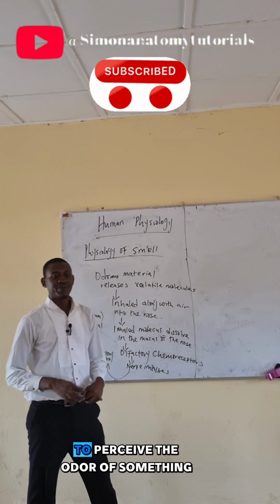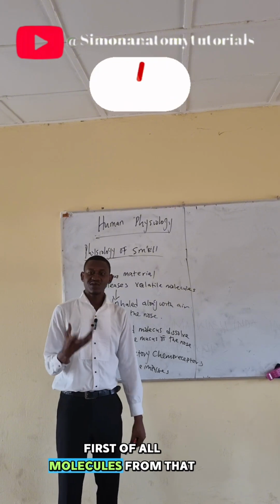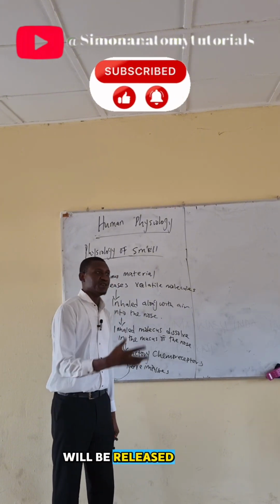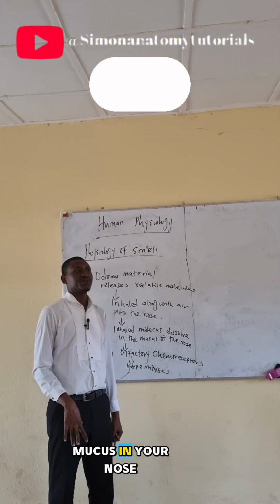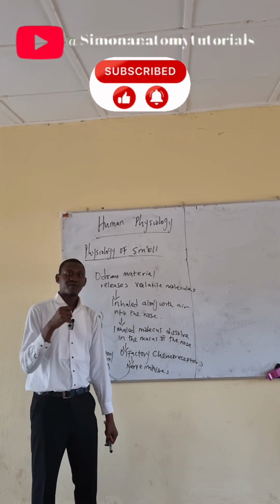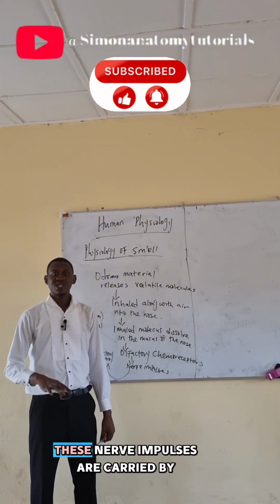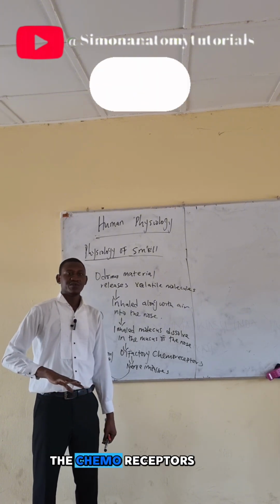So for you to be able to perceive the odor or the fragrance of something, first of all, molecules from that will be released. These molecules will dissolve in the mucus in your nose. When the molecules dissolve in the mucus, olfactory chemoreceptors are stimulated and nerve impulses are produced. These nerve impulses are carried by the olfactory nerve.